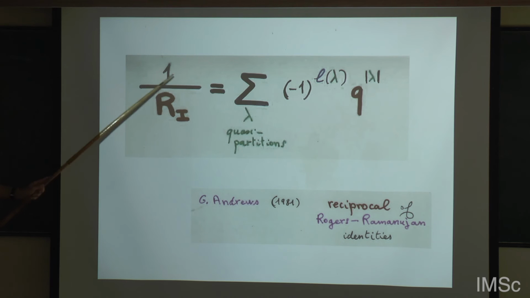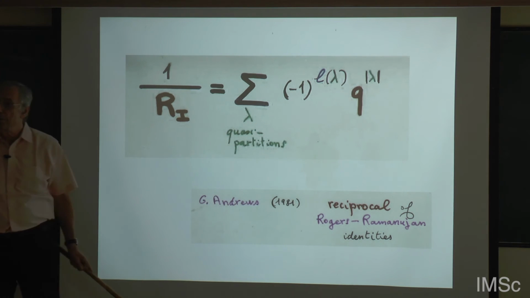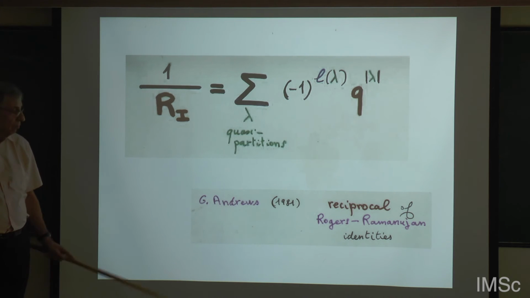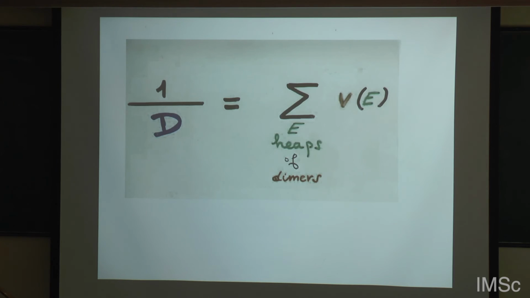And then Andrews said that instead of taking the ratio of the two Ramanujan identities, he just takes the inverse of the first. And he says that this inverse is a generating function, up to the sign, of q to the power the number of cells, the number of parts, of a quasi-partition. And this was published in '81. So now, with the heaps of dimers, you can easily explain this, because we apply just the inversion lemma.